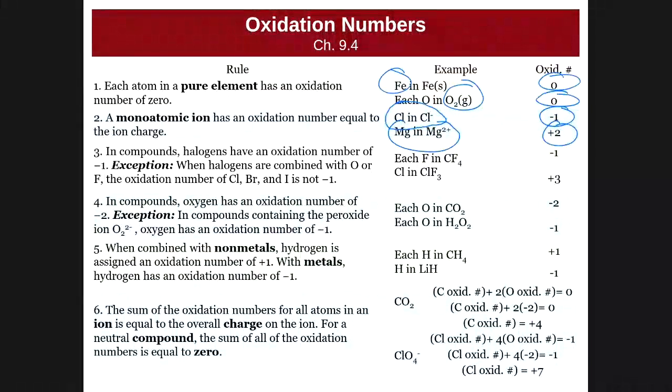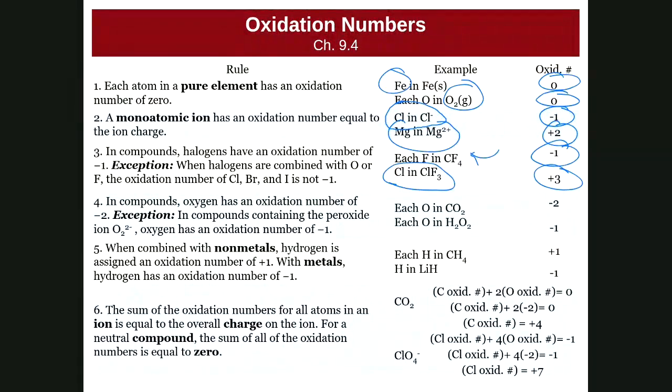All right, so like we said for chlorine, in compounds, halogens usually have an oxidation number of -1. So if the halogens are with carbon or hydrogen or a metal, then typically that halogen is going to have a -1 charge. The only exception is when halogens are combined with oxygen or fluorine. So here's an example. The chlorine in chlorine trifluoride has a +3 charge.